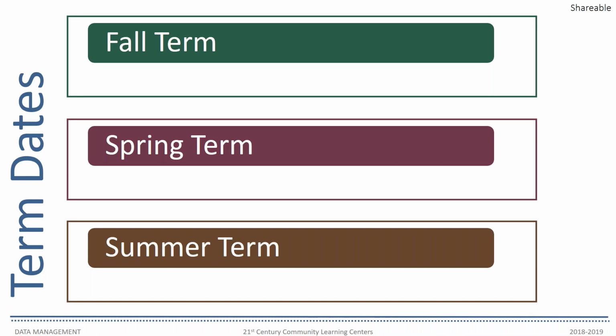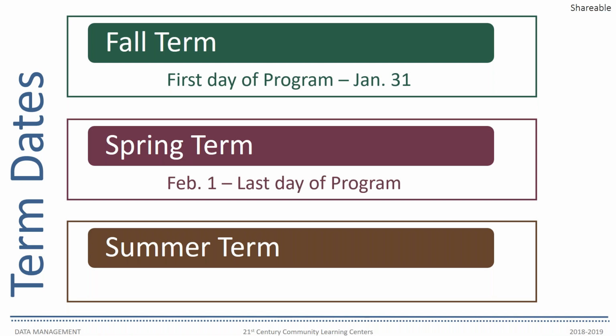On the federal level, data collection is broken into 3 different terms: fall term, spring term, and summer term. For Idaho, the fall term is from the first day of school year program until January 31st. The spring term is from February 1st until the last day of the school year program. And the summer term is, well, the first day of summer until the last day of summer.